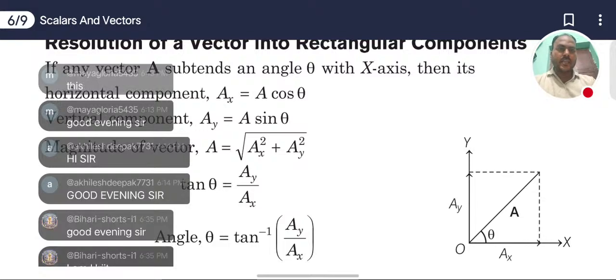Next one, angle theta equal to tan inverse Ay upon Ax.